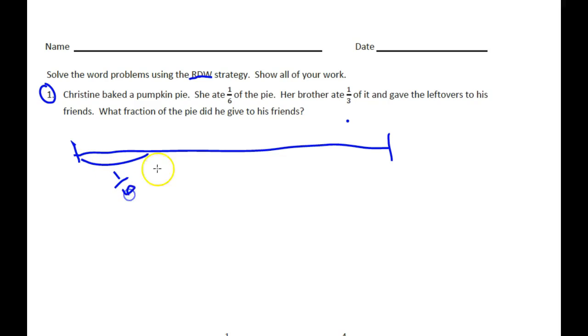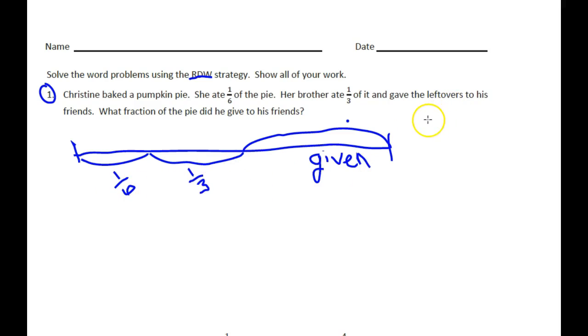1/6. He ate 1/3, which is more than 1/6. Because if you cut a pie into 6 pieces and you had another one that was cut into 3 pieces that are all equal, I hope you would take the one that's the 1/3 of it, because you'd get more pie. And then the rest of it was given away. So we can say given right there. And now we have to figure out, what do these add up to?